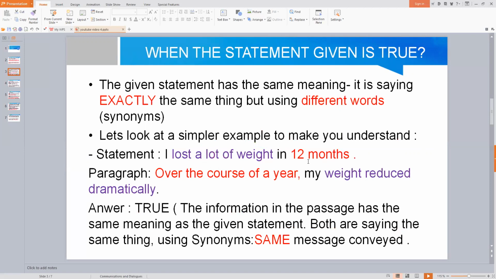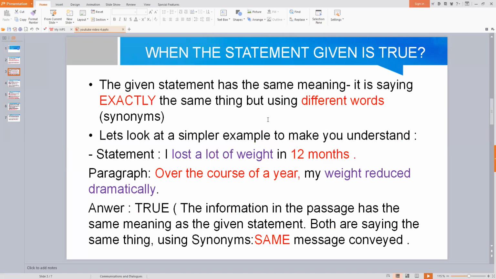Yes? In 12 months. Okay? In the statement, they said in 12 months. But in the paragraph, they said over the course of a year. What is 12 months? 12 months is 1 year. So in 12 months, I lost a lot of weight. Over the course of a year, over 12 months, my weight reduced dramatically. So the statement is true.